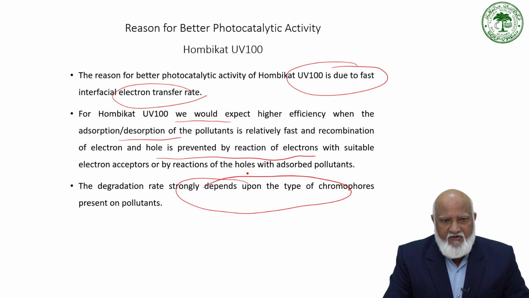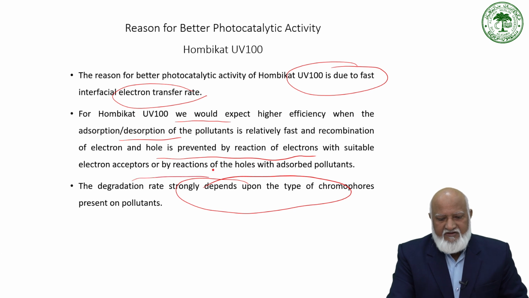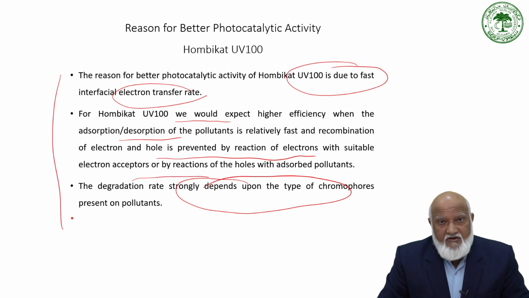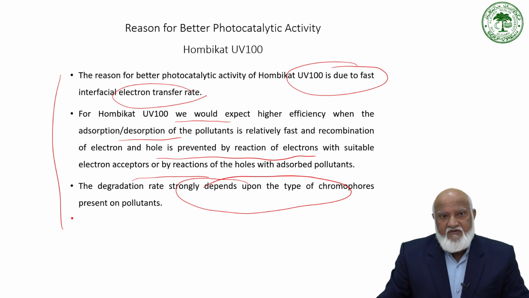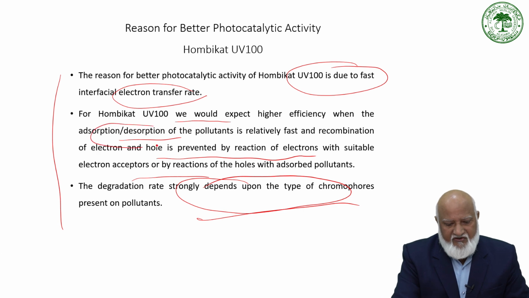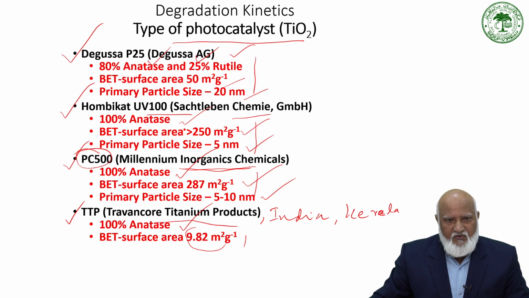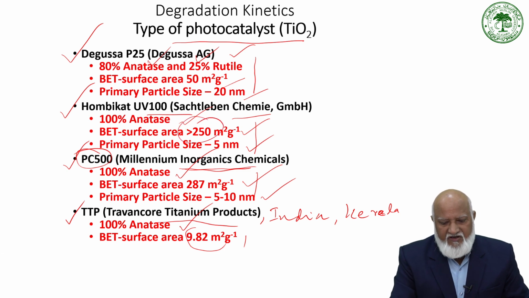Electron-hole pairs can be trapped by a suitable electron acceptor or by reaction of the hole with a scavenger. So these are a few reasons that could explain why UV100 is better in this particular case. This is due to the fast interfacial electron transfer rate, and there is also a higher efficiency because of the higher surface area, because you can see here UV100 has 250 meter square, and this is just 50 meter square.